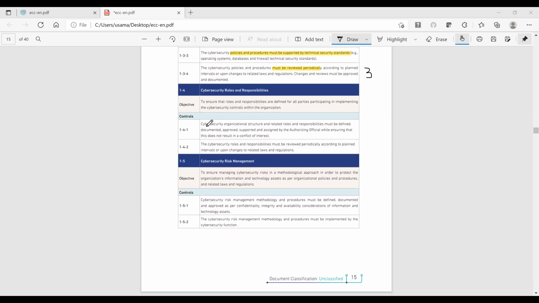Okay, then we will start the subdomain number 4. What is subdomain number 4? Roles and responsibilities. What are the roles? What are the different roles? Can you give me any example of different roles in the security field?